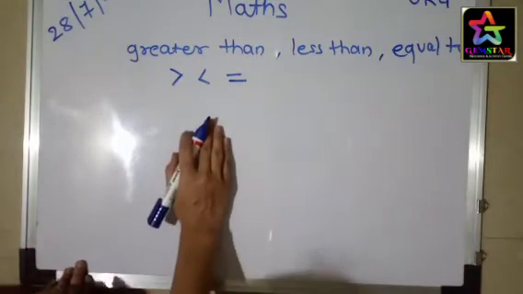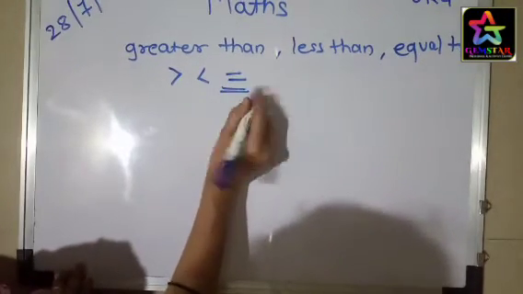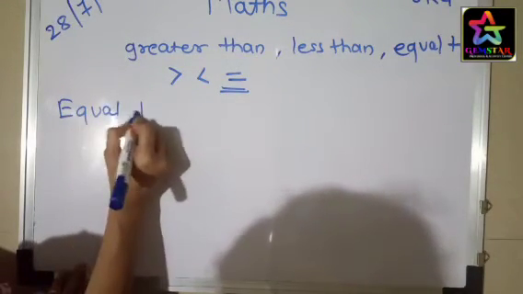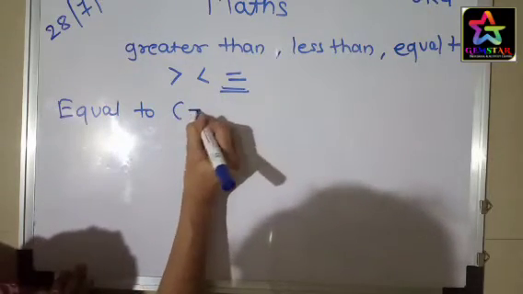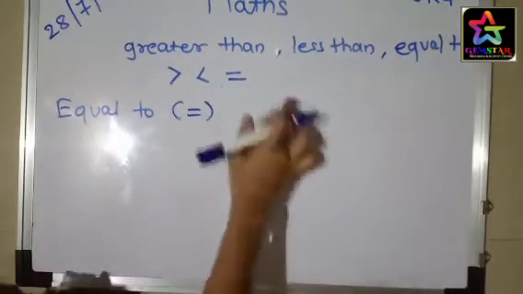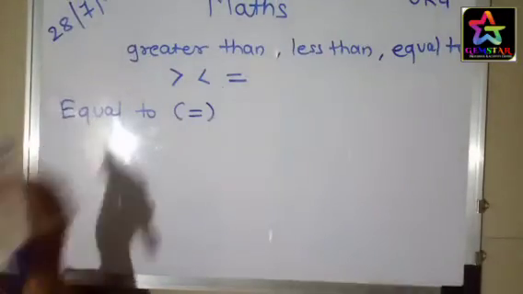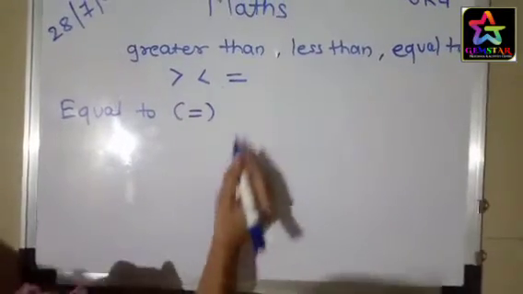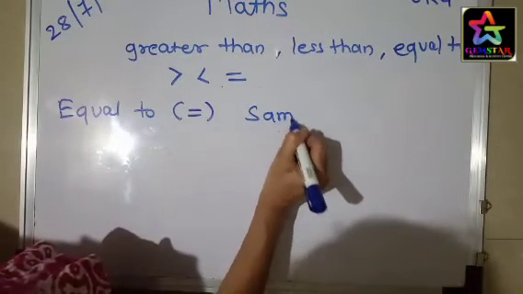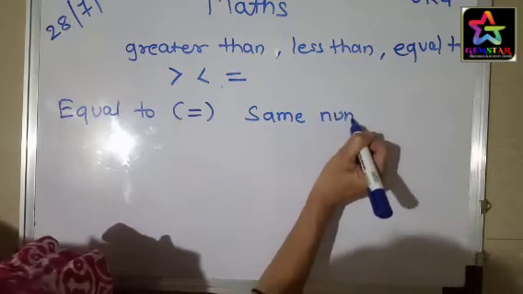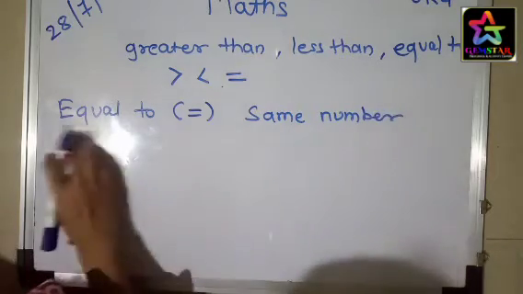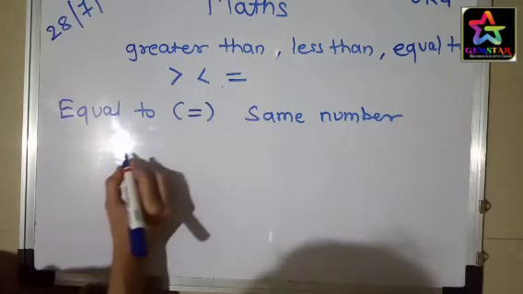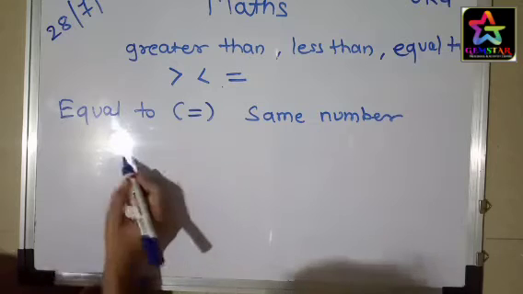So, before we learn the equal to, the symbol of equal to is two lines. Equal to. For example, when we share the same number of things, then we say these are equal. For example, there are two groups.